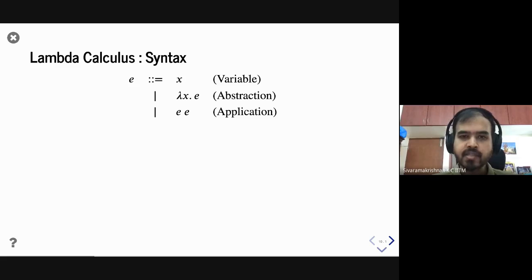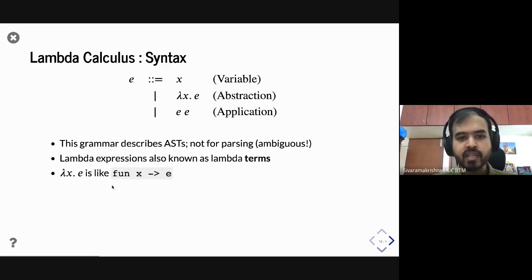It has a variable, right? So you can have variables in Lambda Calculus, or you can have abstractions, which are these lambda x dot e, which are similar to functions, right? Whenever you see a lambda x dot e, think about anonymous functions in OCaml, which is fun x arrow e, right? And you have applications, and that's it. That's the entire language, right?